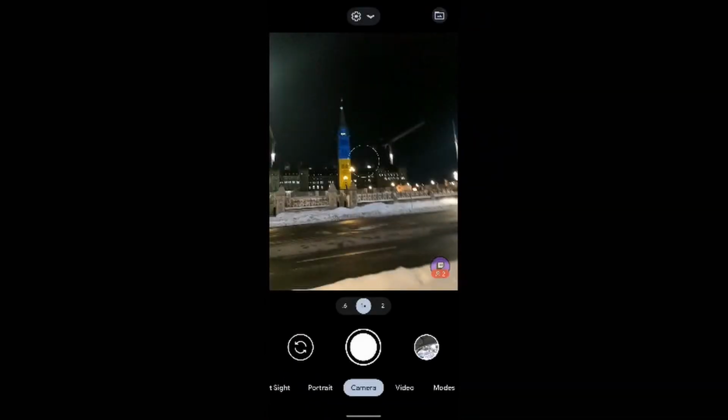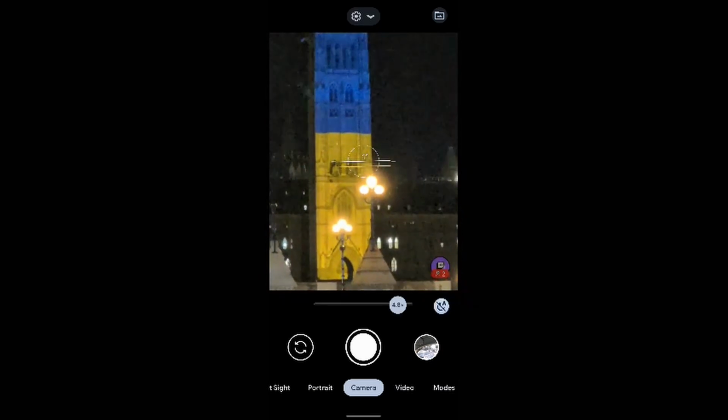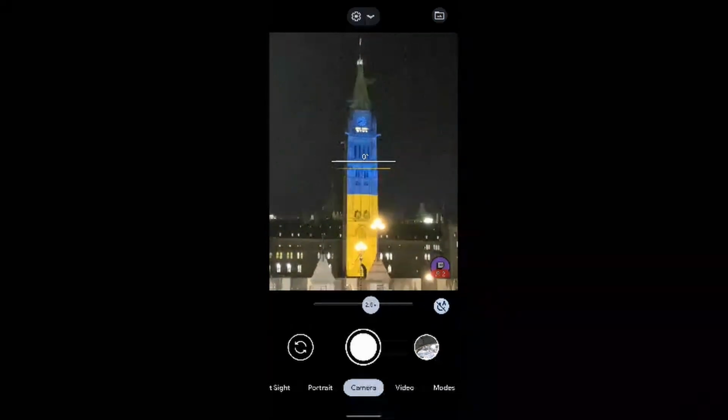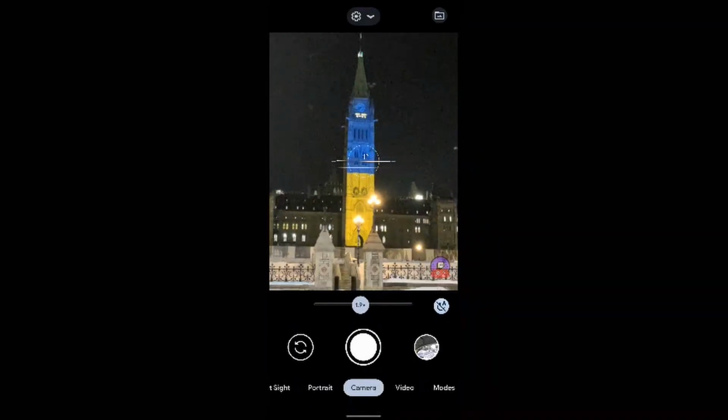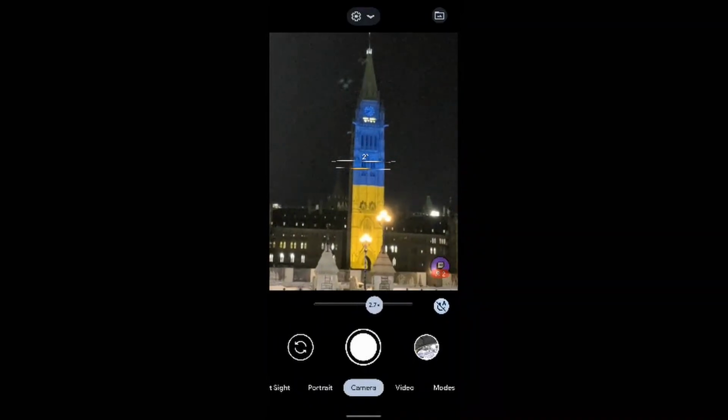Show you where I'm at. Parliament Hill. That's the Peace Tower. It's 98 meters long. If you ever come to Ottawa and hit the yellow question, first question is 98 meters.